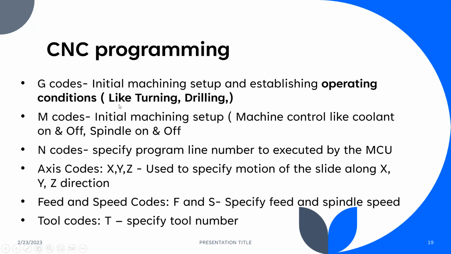So in CNC, we have different kinds of codes. Okay, G code is for operation conditions, like turning, drilling.